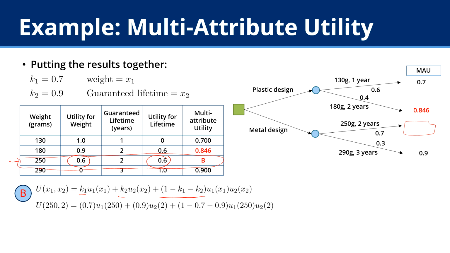So again, this should be 0.6 over here, and this one should be another 0.6. Coincidentally, they're both 0.6. So you plug those values in, and the result here is going to be 0.744. So for the value on the right-hand side of the metal design, 250 grams in 2 years, it's going to be 0.744. So we have the multi-attribute utility values now in our tree, and we're ready to solve this tree in its entirety, and then give a recommended decision for the initial decision node.